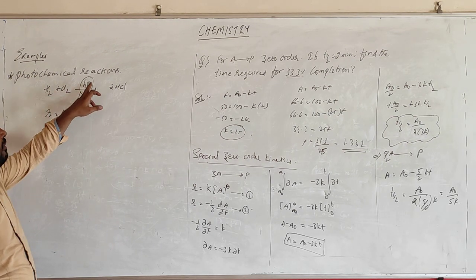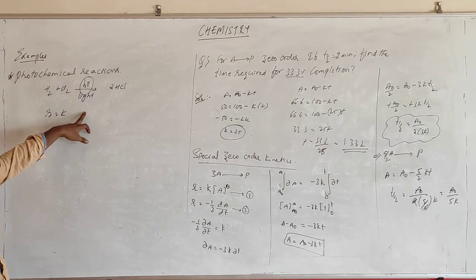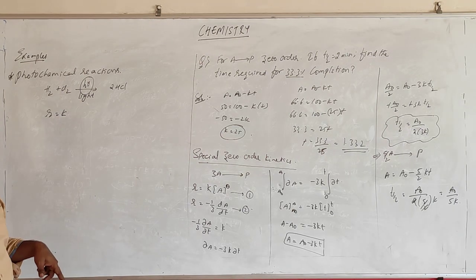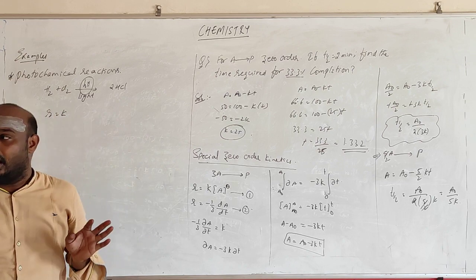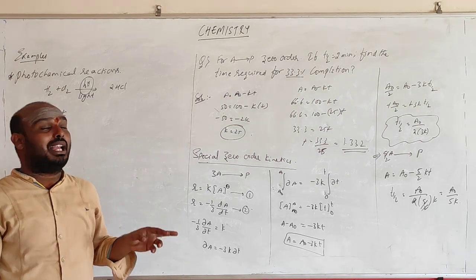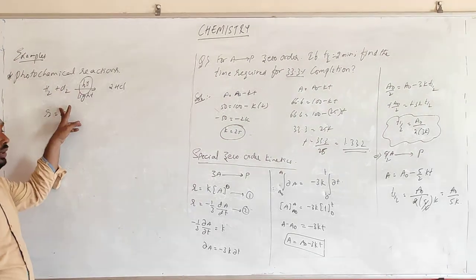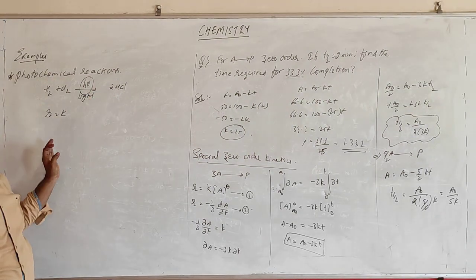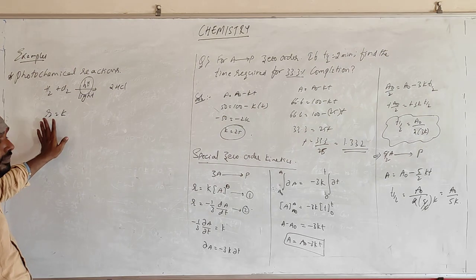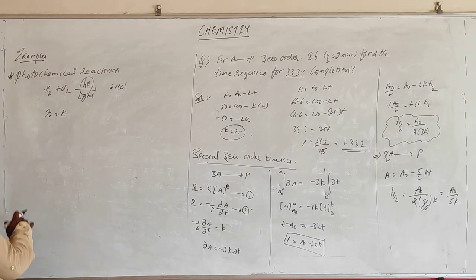So the rate depends upon the amount of light you are using. Along with the reactant, which should be present, you should also have light. If only reactants are present, they will not form product. Then only does it result in the formation of products. So all the photochemical reactions come under zero order kinetics.